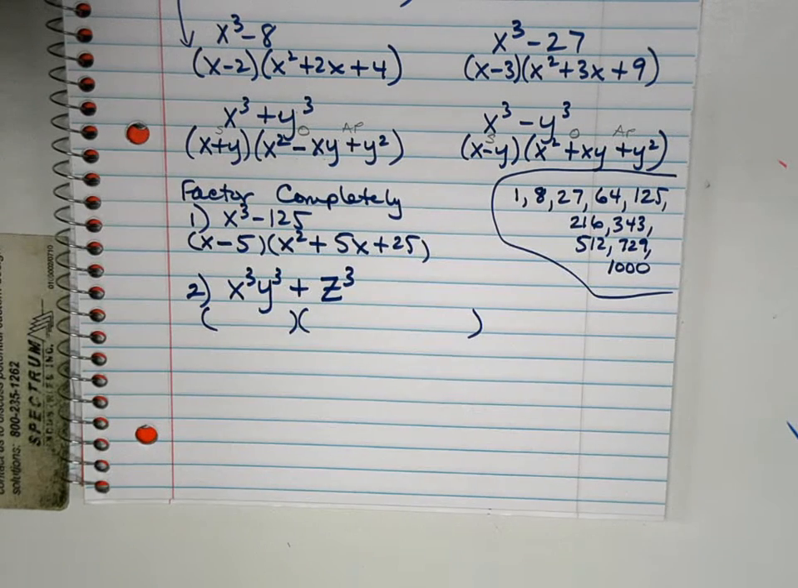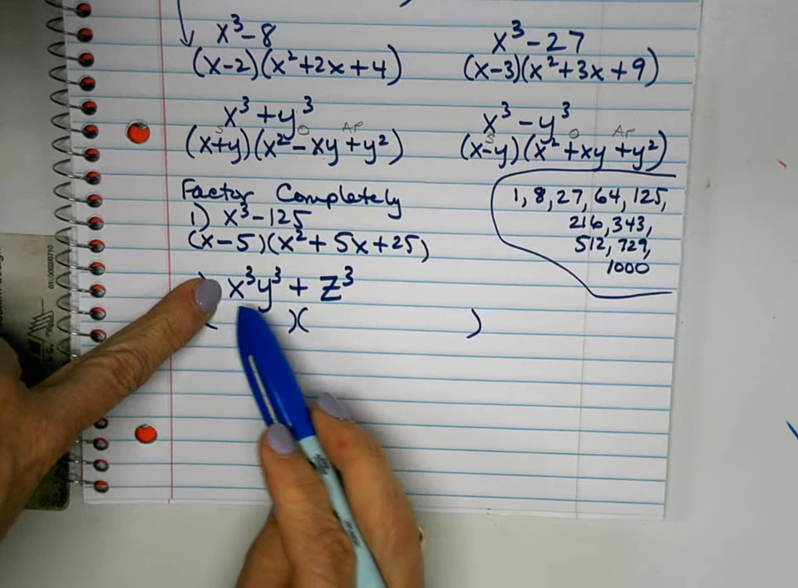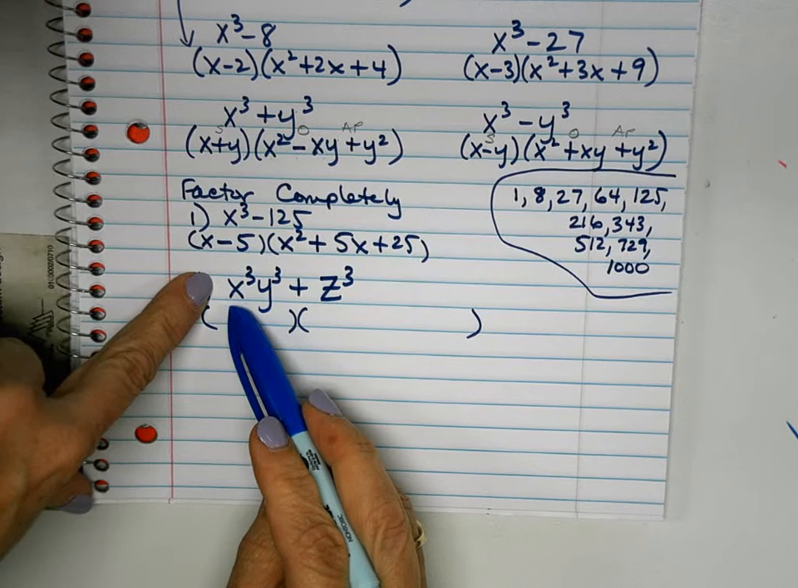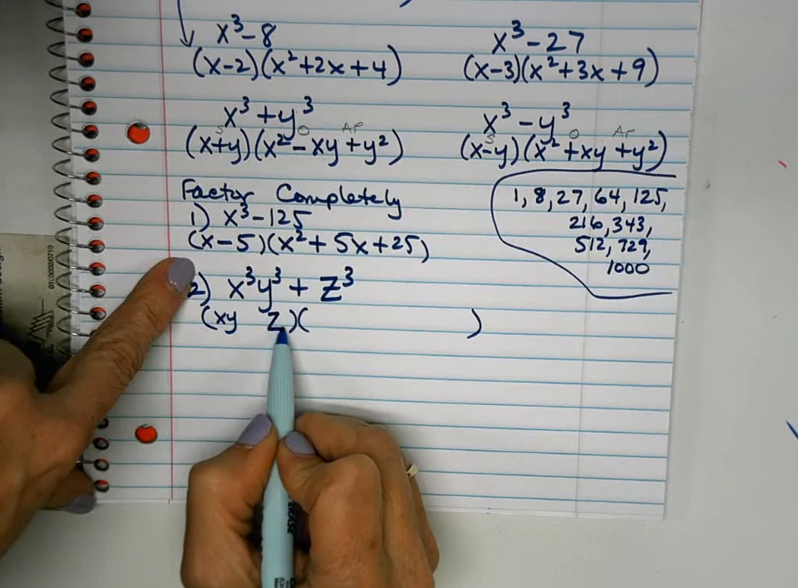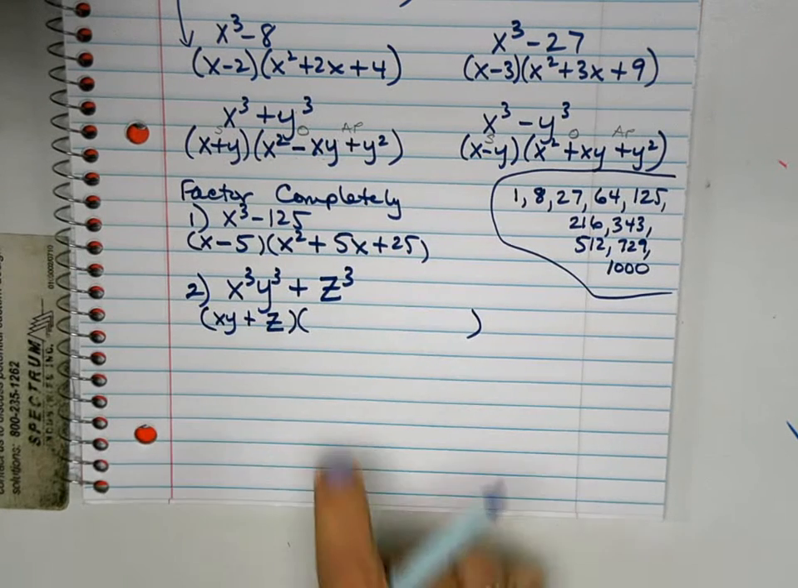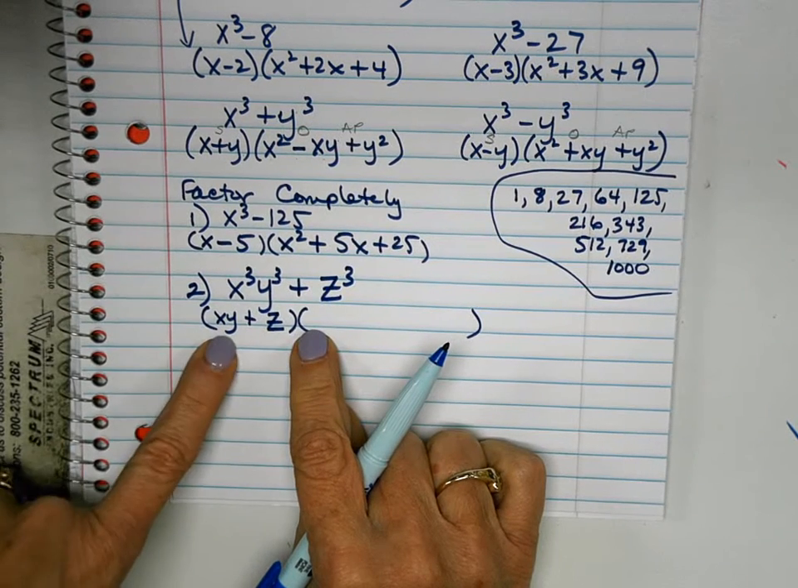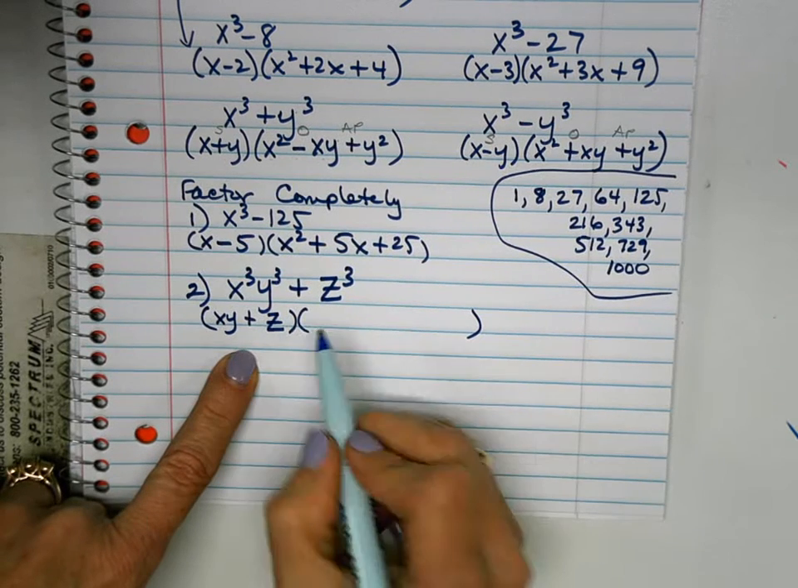The first term is the cube roots of each of these. What's the cube root of x cubed y cubed? xy. Yeah, xy. And then the cube root of z cubed, of course, is z. Same sign. Then what goes first here is this, you square this xy. So you square them both, right? X squared, y squared.